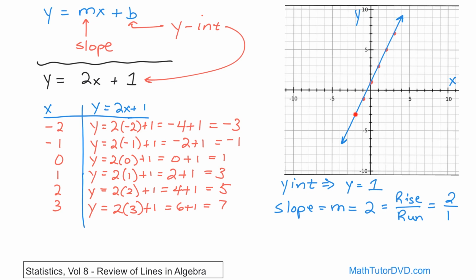Even if you start down here at this point, up 2 over 1. You see how the slope basically can give you as many additional points as you want. So you start here, you put a dot, you go up 2 over 1, put another dot, then you have your line.